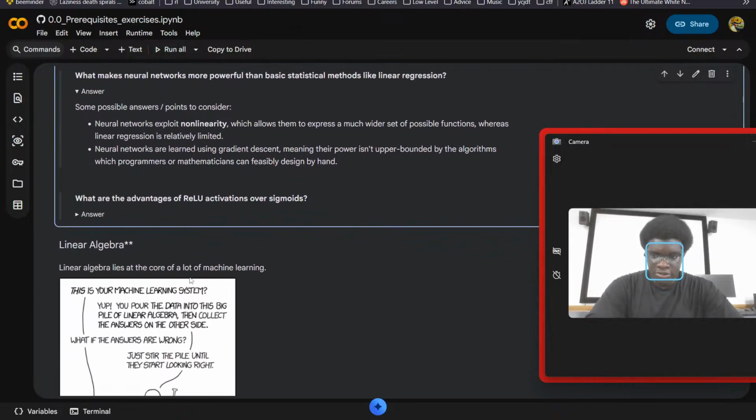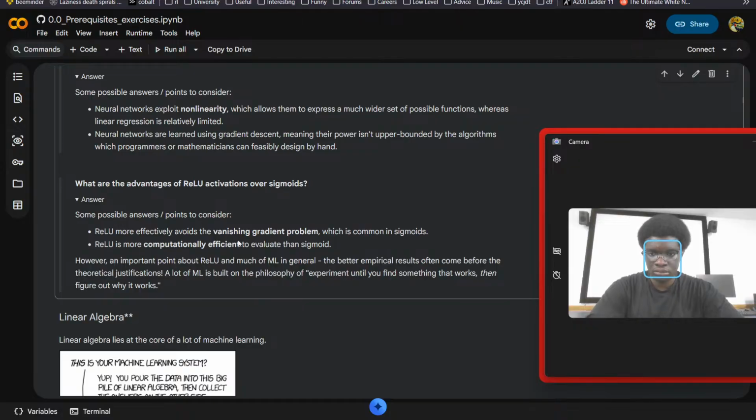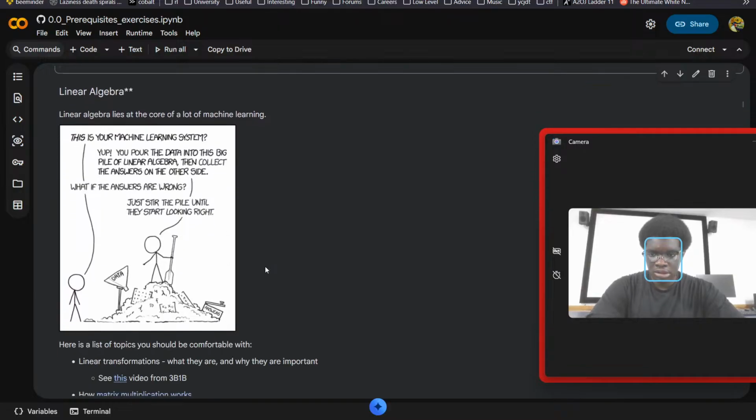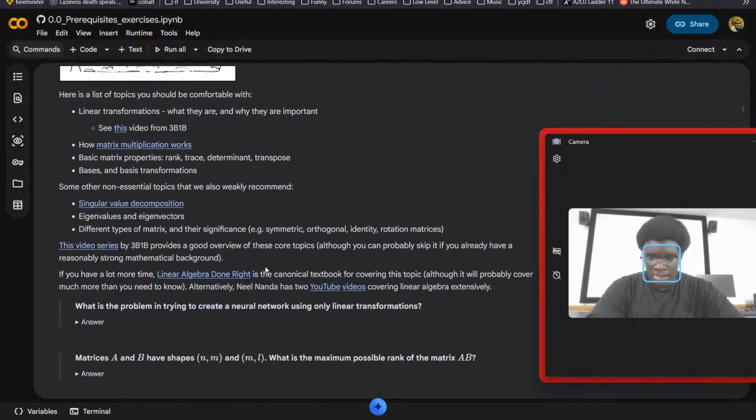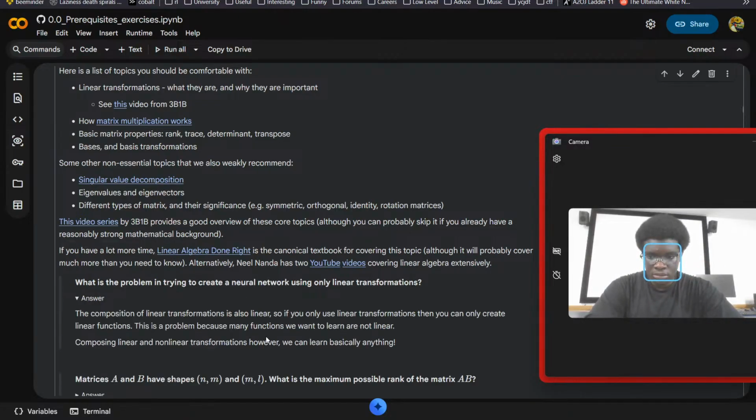Okay, what are the advantages of ReLU over sigmoids? With ReLU, you don't have vanishing gradient problems. It's also faster to compute ReLU than sigmoid. What's the problem in trying to create a neural network using only linear transformations? Your entire network can only represent linear functions. You need non-linearity in order for universal function approximation to hold.